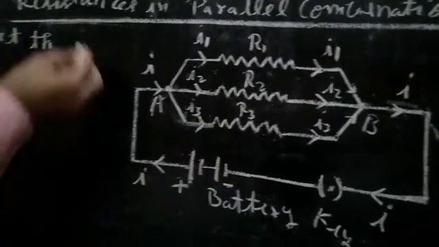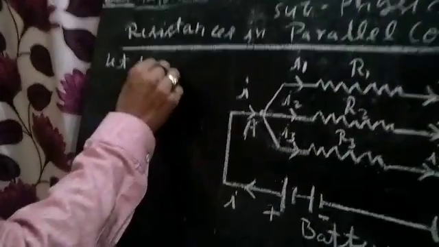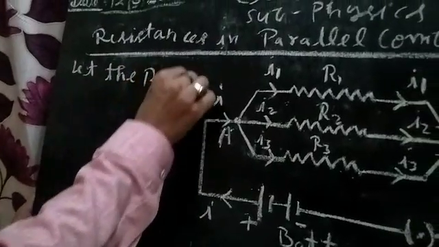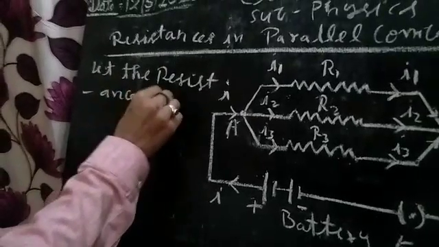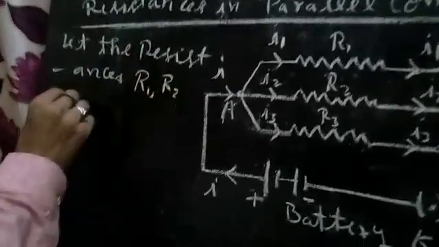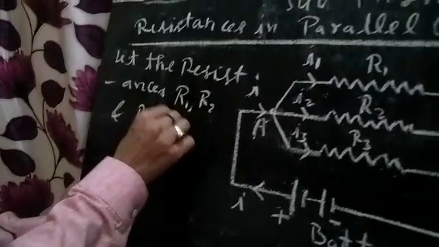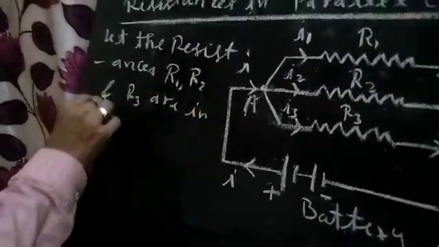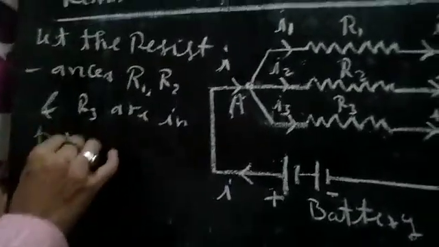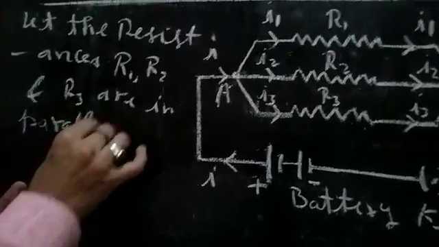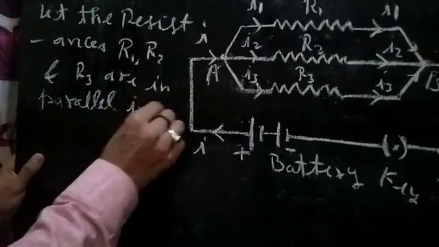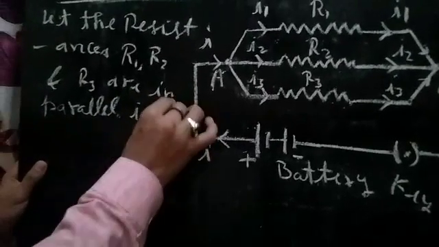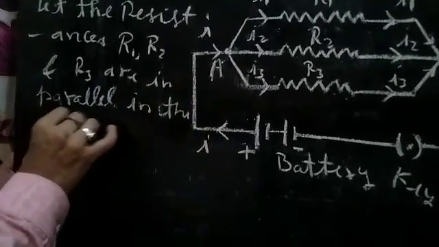Now let us see. Let the resistances R1, R2 and R3 be in parallel in the given circuit. This is the circuit diagram.